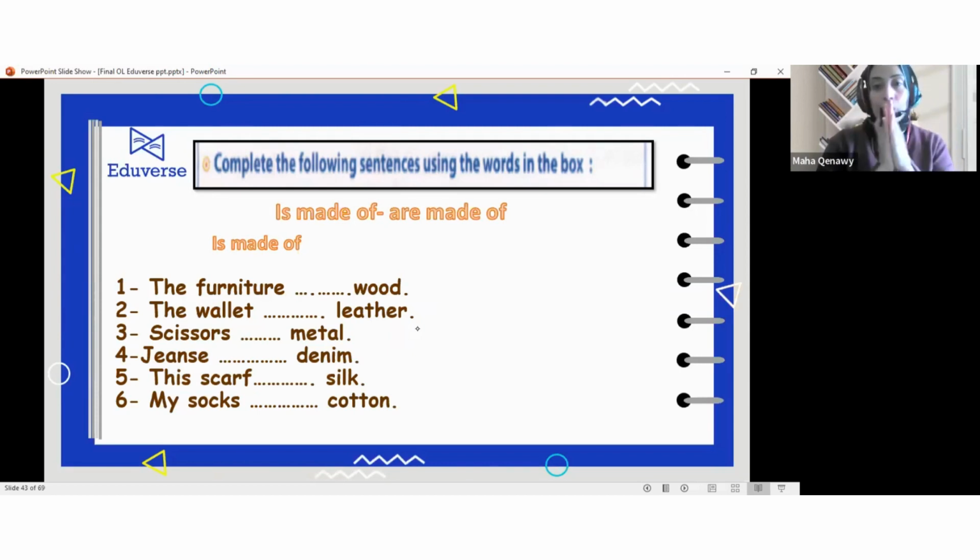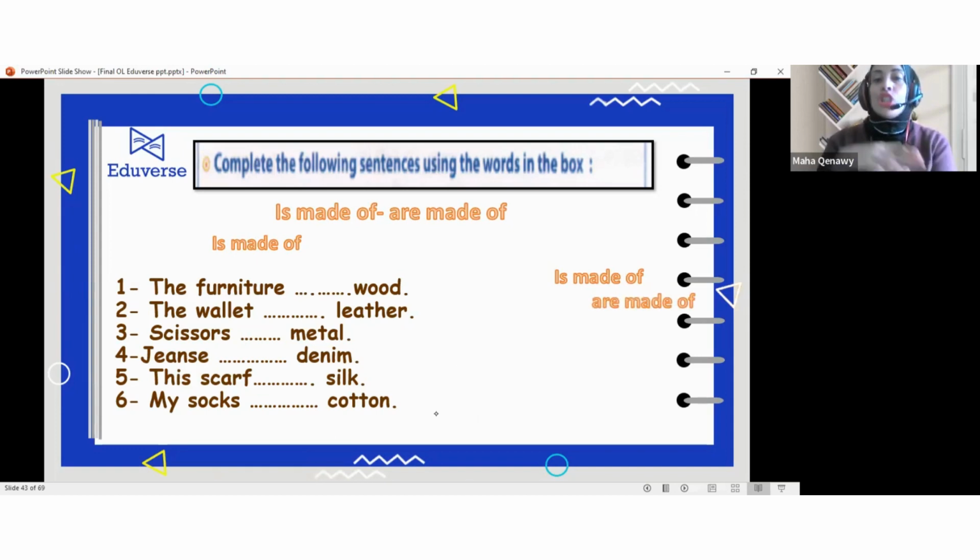The wallet, you know the wallet? It's where you keep your money, an ID card. Actually, it's one wallet. One wallet is made of, it's not are, it is made of leather, taken from the skin of animals, sometimes from snakes or crocodiles if it's quite expensive. Scissors, you know, is or are made of metal? Scissors, a pair of scissors, it's plural, are made of.